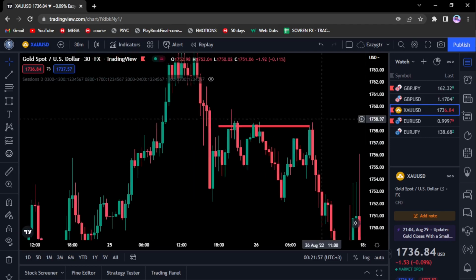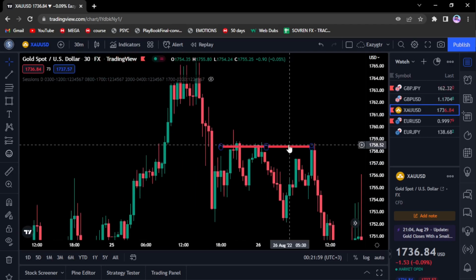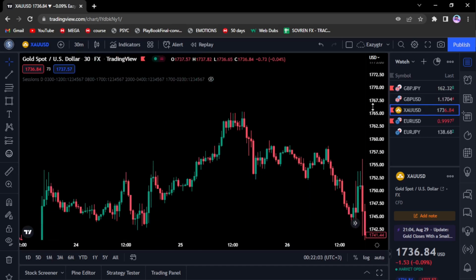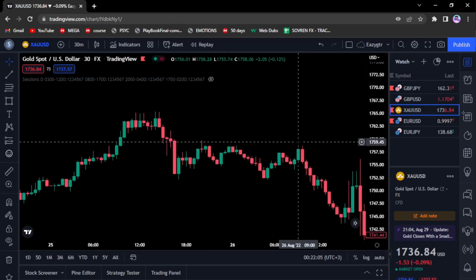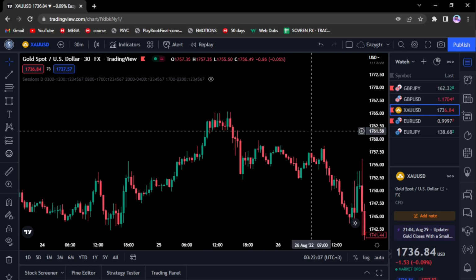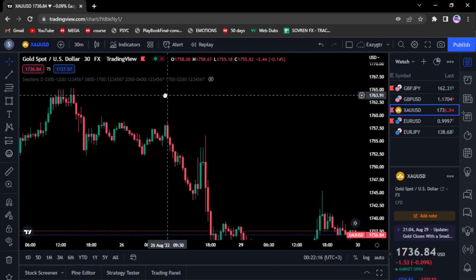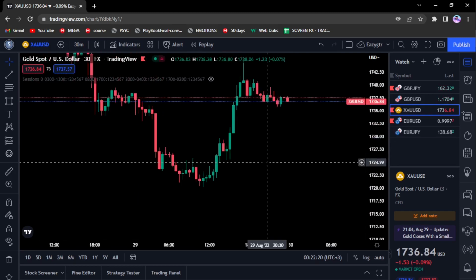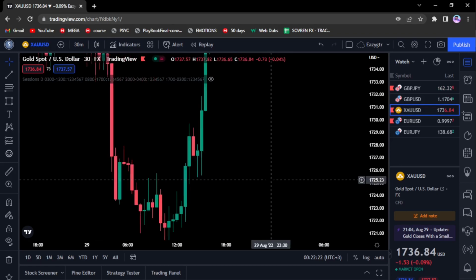Okay, so basically that's how you trade your fake outs. I'll expound more on that strategy later, but as of now, let me go over the trade that we've taken today with the group so that you can get at least a bit of insights on how this strategy works. Okay, so this is what happened.